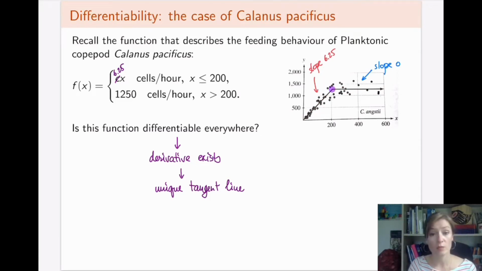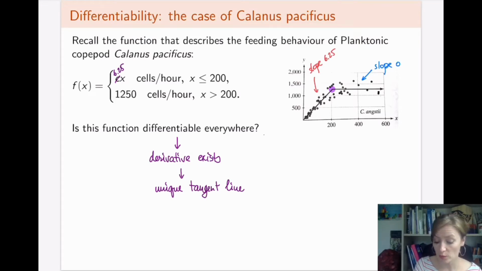So if I look at this point here, how am I going to draw a tangent line at that point? I cannot draw a unique tangent line at a corner, right? It's not clear how that is going to go. Is it going to follow this line? Is it going to follow this line? Is it going to be something completely different? There's no way to draw a unique tangent line there. So at that point, the function will not have a derivative.